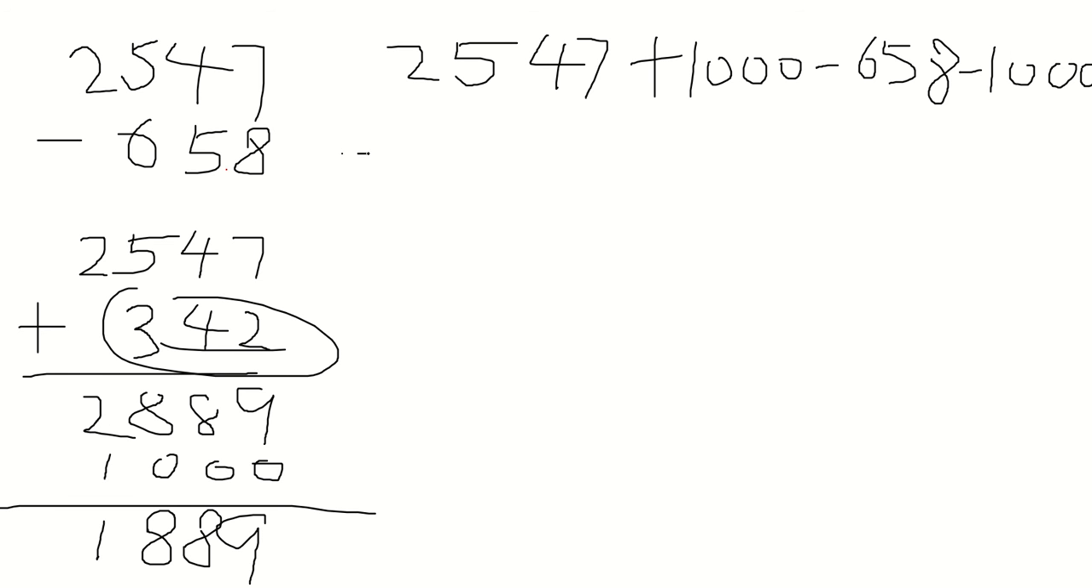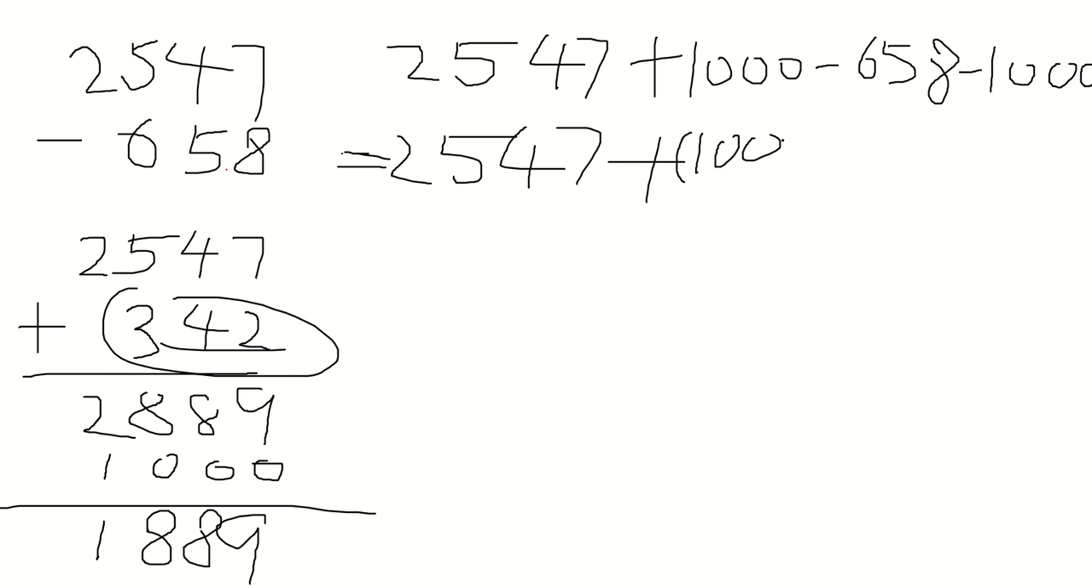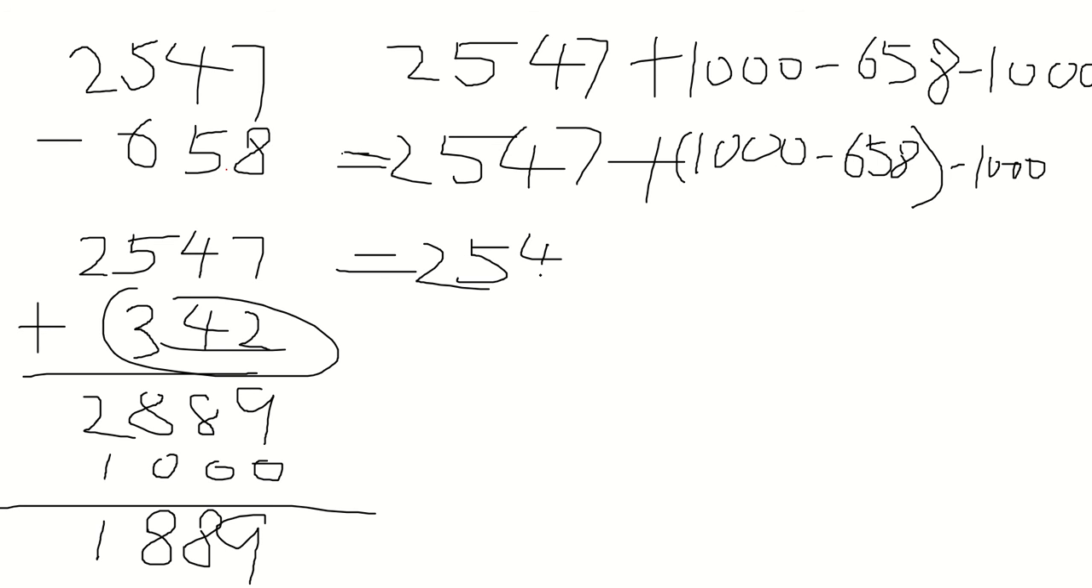Okay, 2547 plus, we put them together, 1,000 minus 658, then minus 1,000. You see, we have 2547 plus 342 minus 1,000.